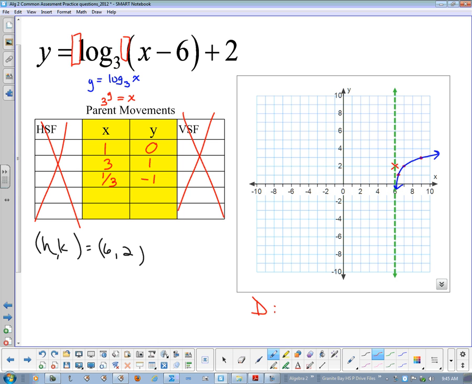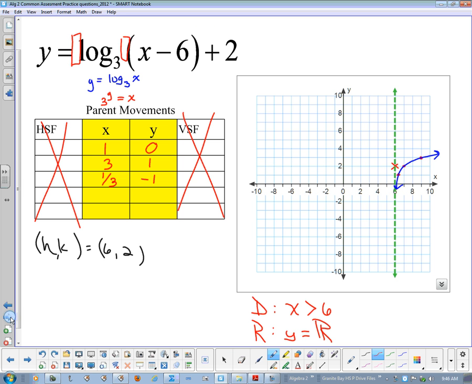First, the domain. X has to be greater than 6. And it's not greater than or equal to, so you can't touch that asymptote. Now the range is the easiest for logarithms because it's going to keep going up and come down and continue to reach all y values. So y is equal to all real numbers. There's your graph of the logarithm.